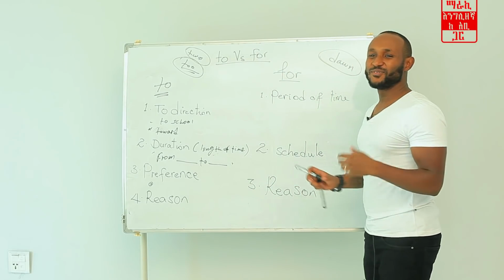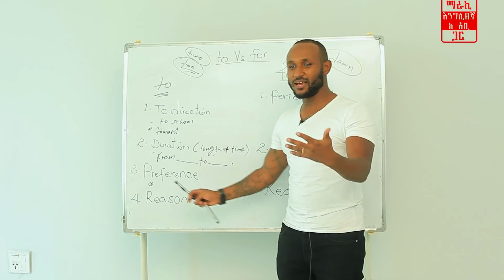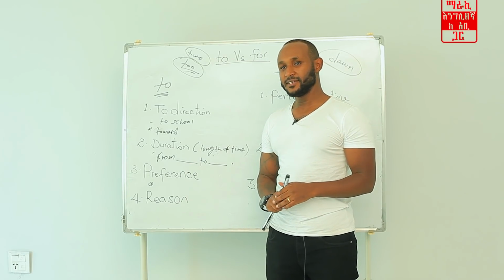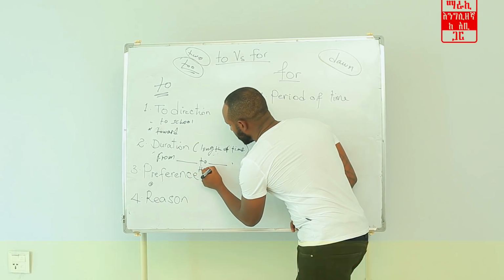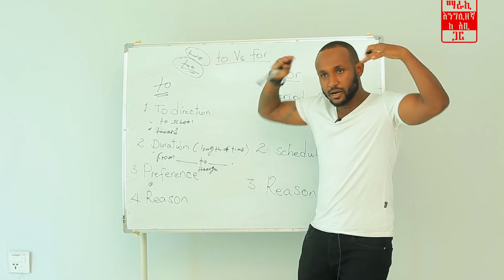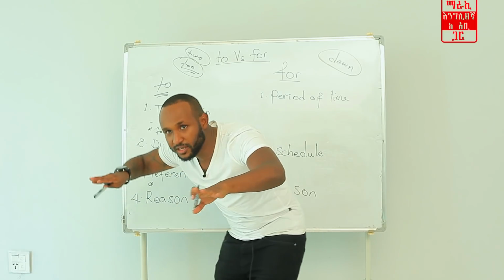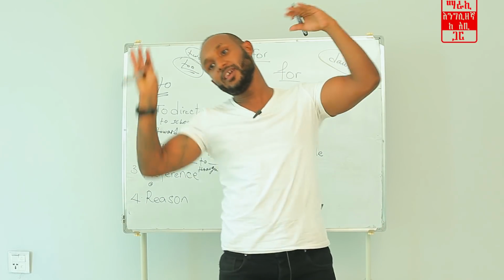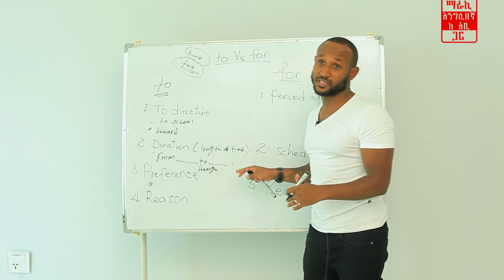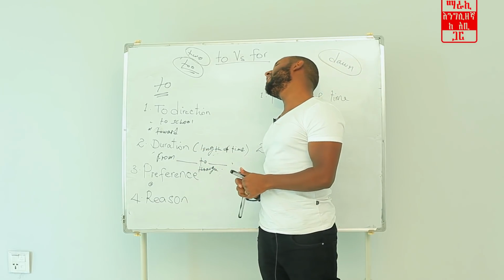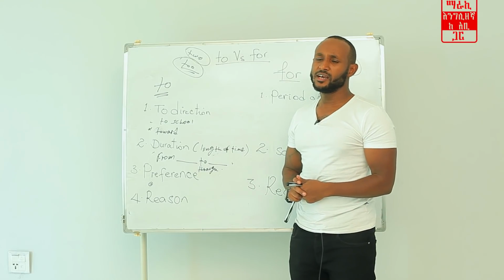So from dawn to dusk you can use. From Monday to Saturday, yeah. Often, instead of "to", you can use "through". Through, like you start from Monday, you go through Tuesday, through Wednesday, and finally Saturday. From Monday through Saturday, you can use. From Monday to Saturday. From 9 to 5.